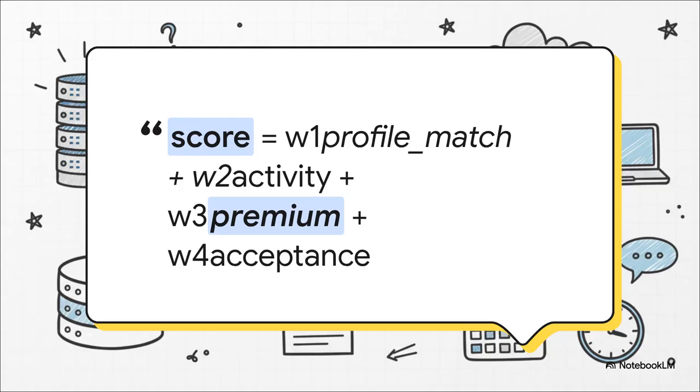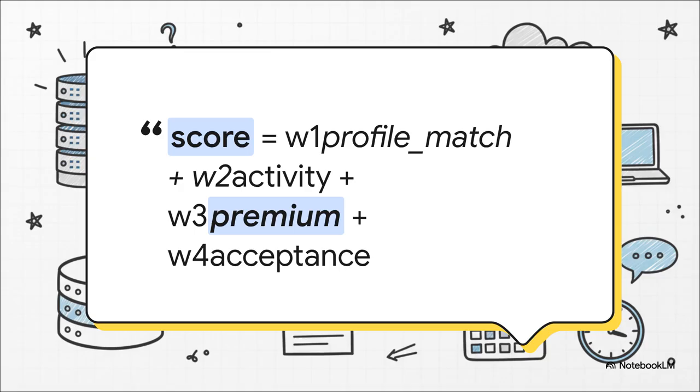And here it is, a little peek at the secret sauce. A person's match score for you is basically a weighted recipe. It mixes in a dash of how well their profile matches your preferences, a pinch of how active they've been lately, maybe a small boost if they're a premium user, and a healthy dose of who you've successfully connected with in the past.